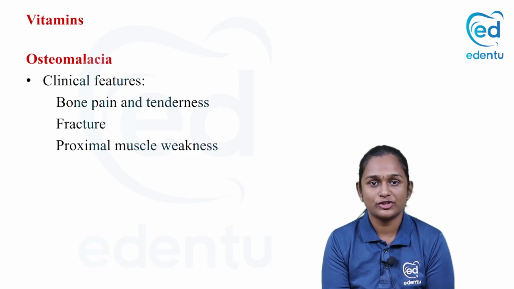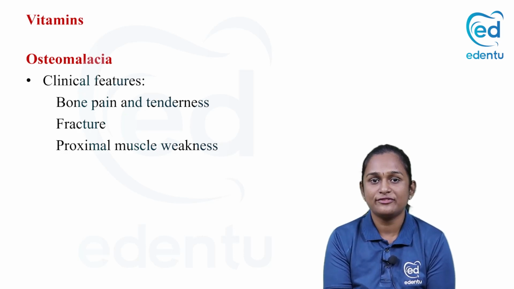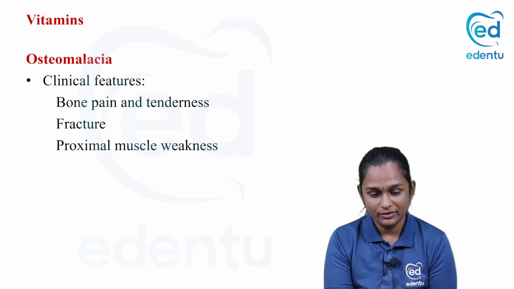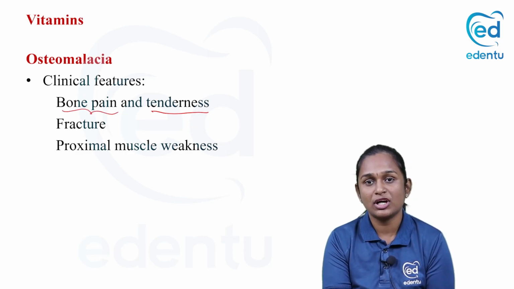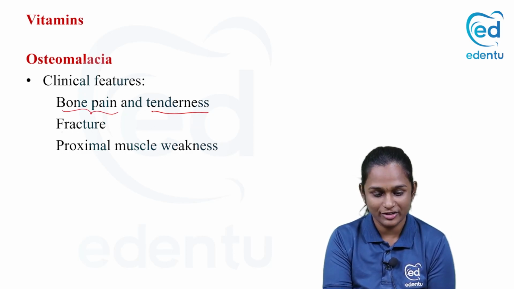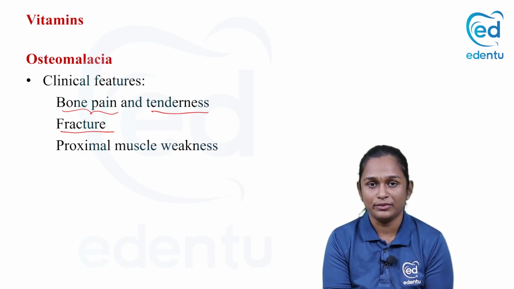So moving on to osteomalacia, which has the same clinical features when it is present in adults. What will be the features in adults? Bone pain and tenderness will be present, and since the bones are soft and pliable, they are more prone to fracture. And there will be proximal muscle weakness. So these are all features of osteomalacia.